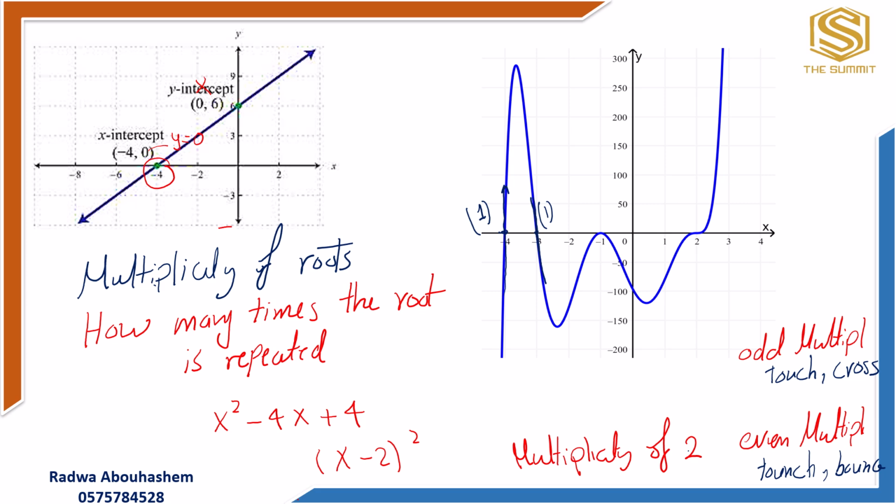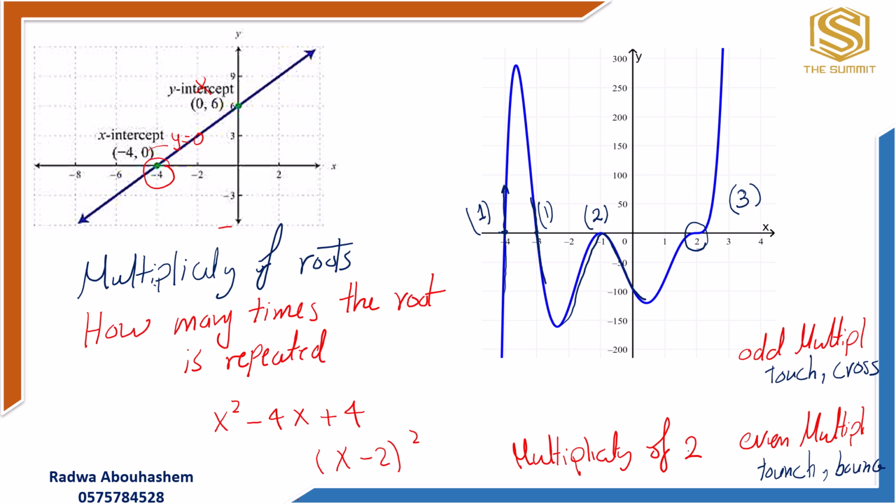You see, the graph touches the x-axis and bounces. It doesn't cross the x-axis. This means that you have a multiplicity of 2. And again here, your graph touches the x-axis and crosses it. But as you see here, it touches the x-axis in a wide space. This means that you have an odd multiplicity, but greater than 1. So it would be a multiplicity of 3.